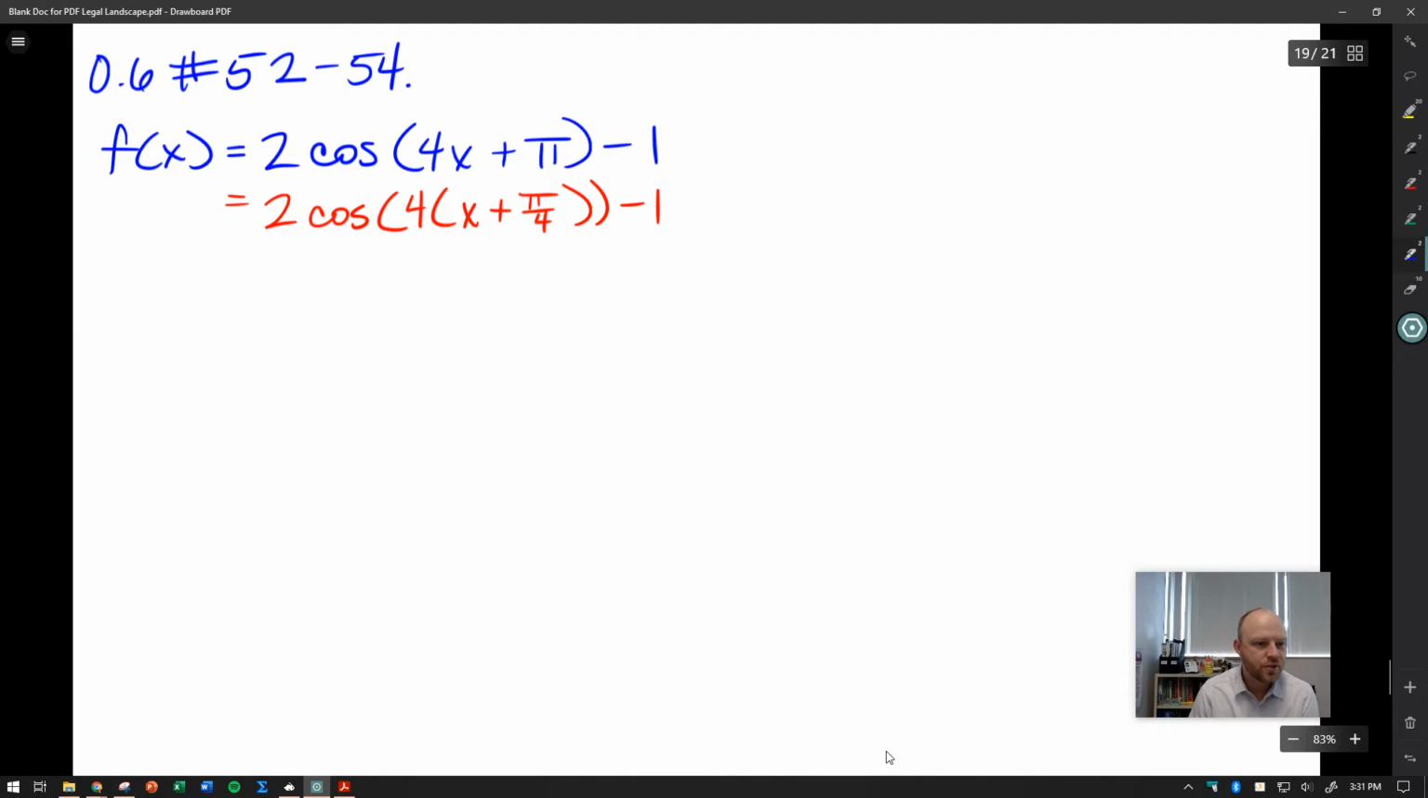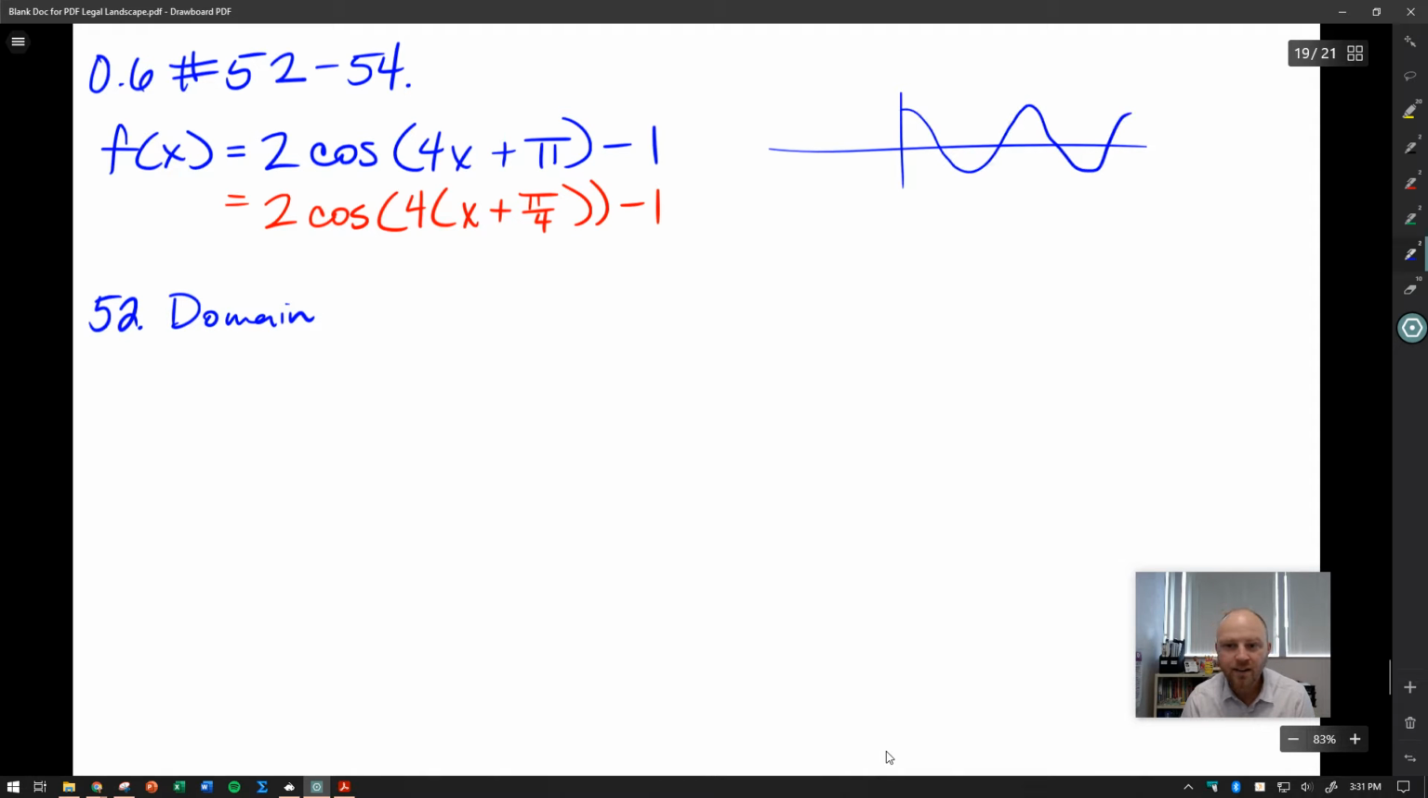Okay, so let's get to 52. We are asked about the domain of f. So this is a cosine function. We know that cosine functions are what we call sinusoidal waves, and there are no asymptotes, breaks, holes, jumps, anything in this function where it's not continuous. So the domain is nothing more than all real numbers, or in interval notation, negative infinity to infinity. And for 52, that is answer choice D.